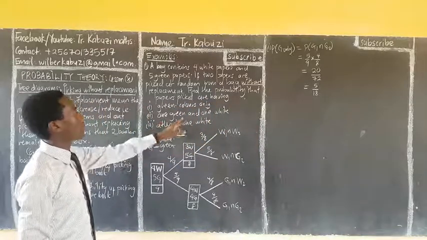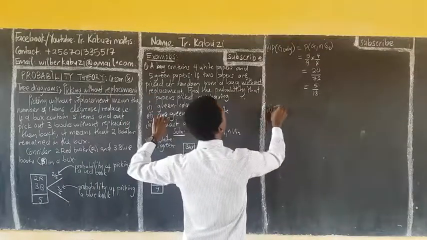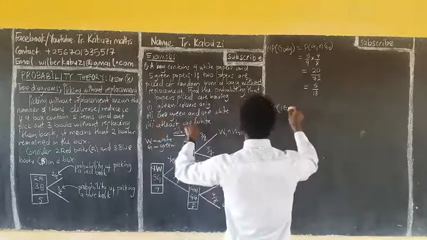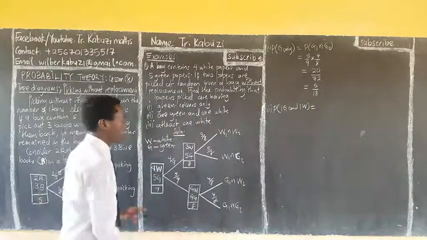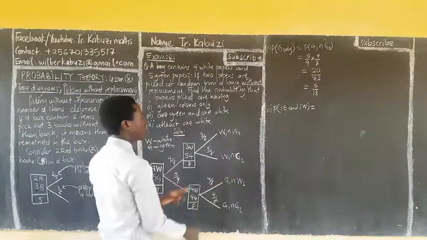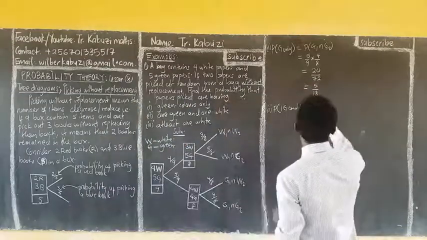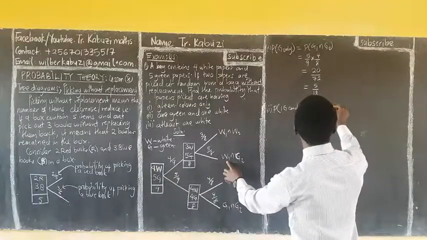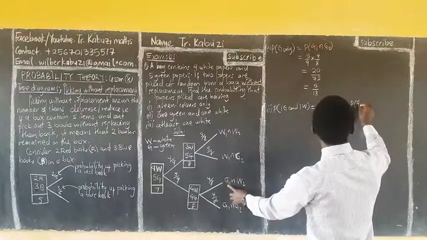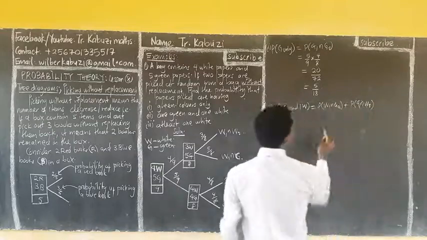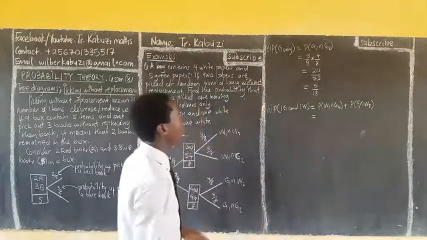Then number 2: probability, 1 green and 1 white. So we need 1 green and 1 white. So you see that here we have 1 green, 1 white. Here we picked 1 green, 1 white. So meaning that's going to be the probability of G1 white the second time, plus the probability of white the first time, green the second time. This means you picked white the first time and green the second time, or green first time and white the second time.